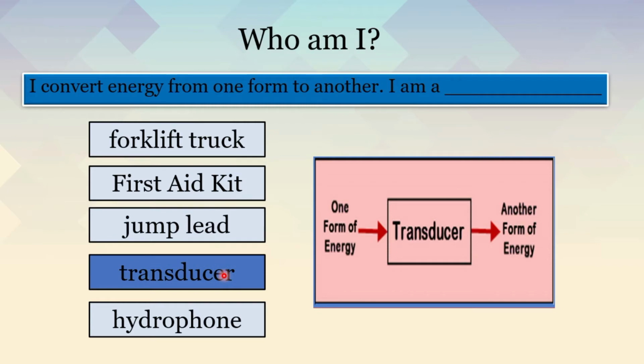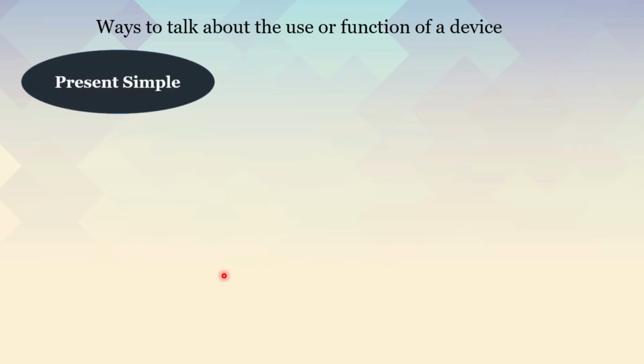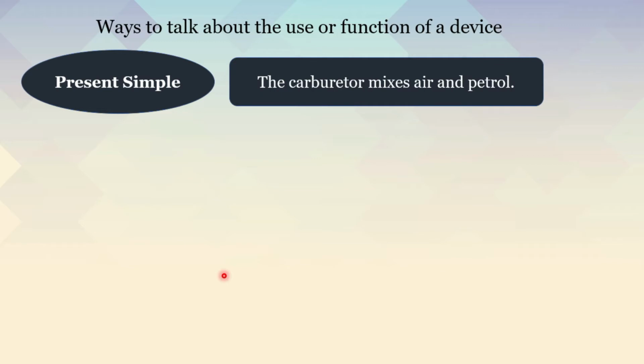Now let's look at the ways to talk about the use or function of a device. Great. Do you remember how many ways we discussed in Unit 5? We looked at 4 ways. Can you mention them? Okay. We have the present simple. We can use the present simple to talk about the use or function of a device. For example, the carburetor mixes air and petrol.